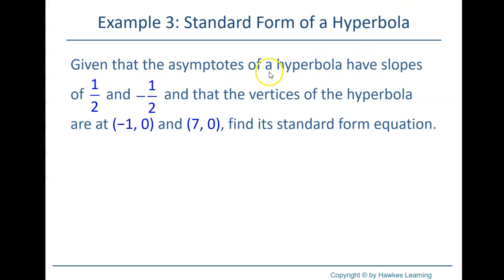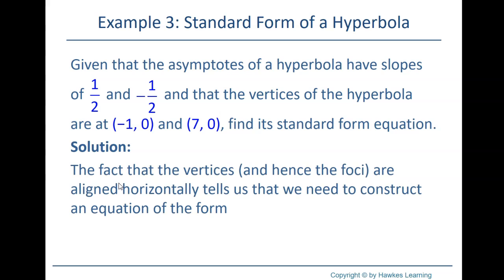What if they give me the slopes of the asymptotes and then the vertices of the hyperbola? Can we come up with its standard form? Sure, we can. So a couple things to note here. Number one, our vertices are lined up left to right. Notice to get to one vertex, negative 1, 0 to the other one, we move to the right 8 units. So we're moving left to right between vertices. That suggests that our hyperbola has x squared as the positive term. So because of that, I know that this thing's going to look like this: x minus h squared over a squared minus y minus k squared over b squared.